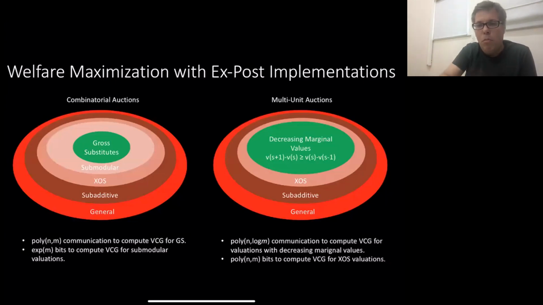Okay. So for multi-unit auctions, the situation is similar. This decreasing marginal values class is easy. Here it means that we need to exchange a number of bits that is polynomial in N and logarithmic in M. And everything else, XOS, additive or general, again needs an exponential blow up in the communication complexity. So we need communication polynomial in N and M in order to know what the optimal solution is. So we have the same blow up in the communication complexity, but with slightly different parameters.